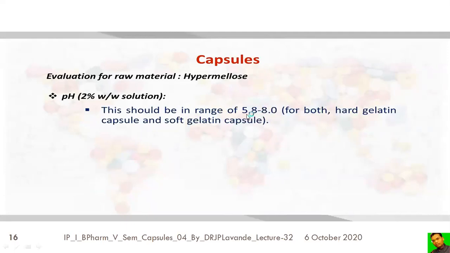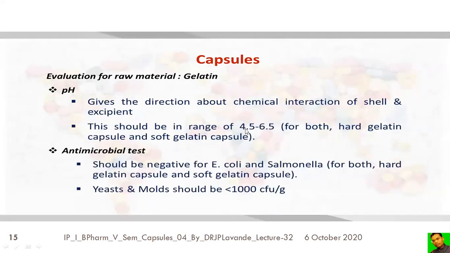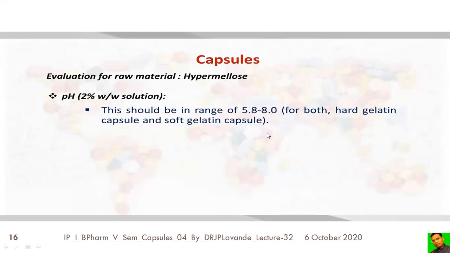So it should be neither acidic nor alkaline, or rather it can be both acidic as well as alkaline. But as far as gelatin is concerned, it should be, sorry, acidic. 4.5 to 6.5, that is acidic.